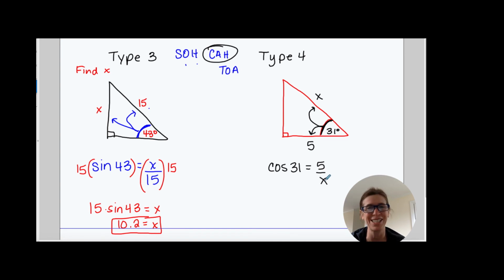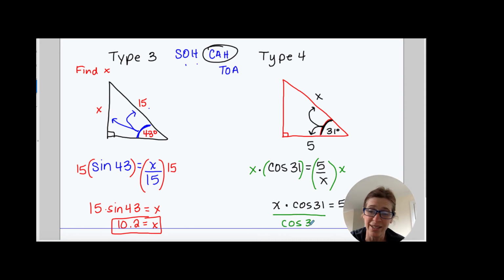I follow the same process, guys. I clear fractions by multiplying by the lowest common denominator. In this case, it's x. So I multiply both sides by x. Now remember, x is being multiplied to cosine 31. So this leaves me with x times cosine 31 equals 5. I'm solving for x, so I just divide by cosine 31. So I grab my calculator, and I have 5 divided by cosine of 31, and I get 5.8.